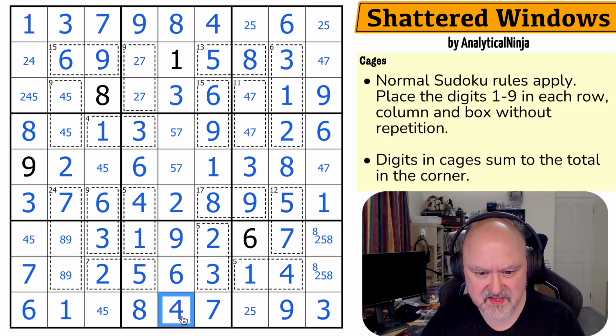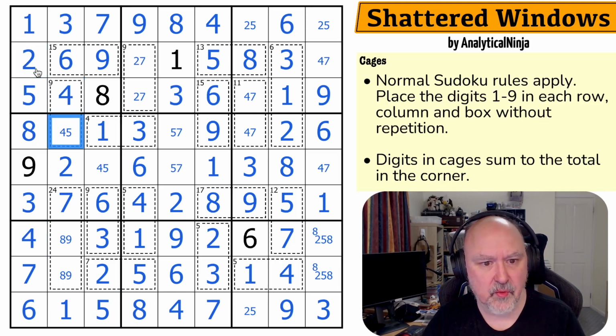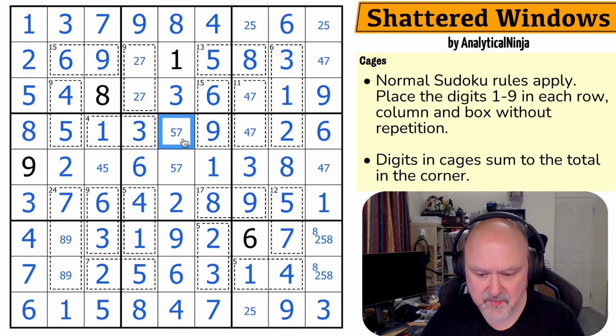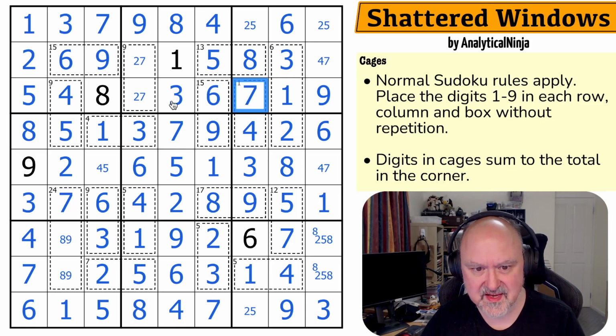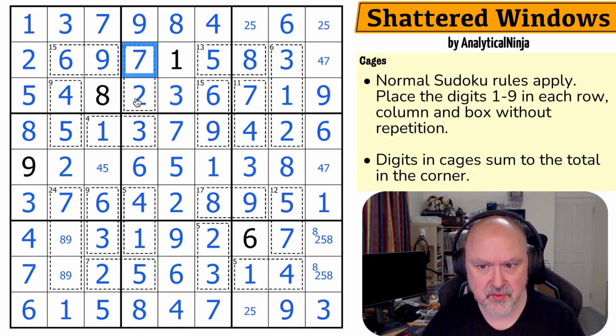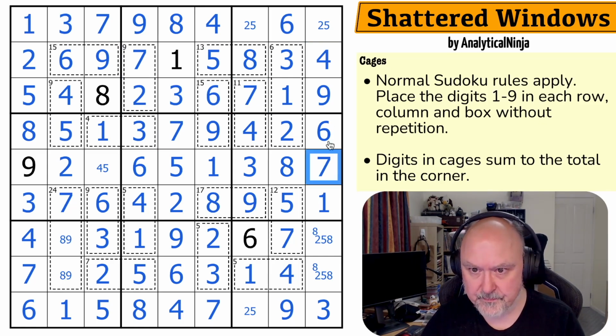This becomes 5, 7. The 4 makes this the 5, making that the 4, making that the 2, that the 5, that the 4, that the 5. The 5 looks across, making that the 7 and that the 5. The 7 makes that the 4 and that the 7. The 7 looks back, making that the 2 and that the 7. The 7 makes that the 4, which makes that the 7.